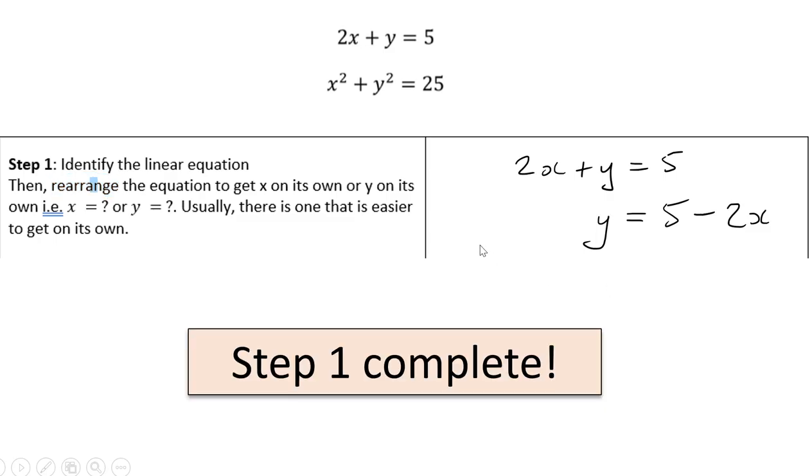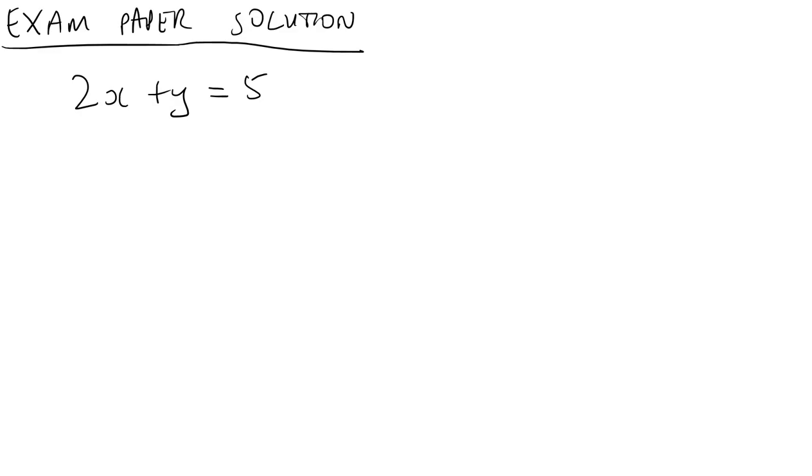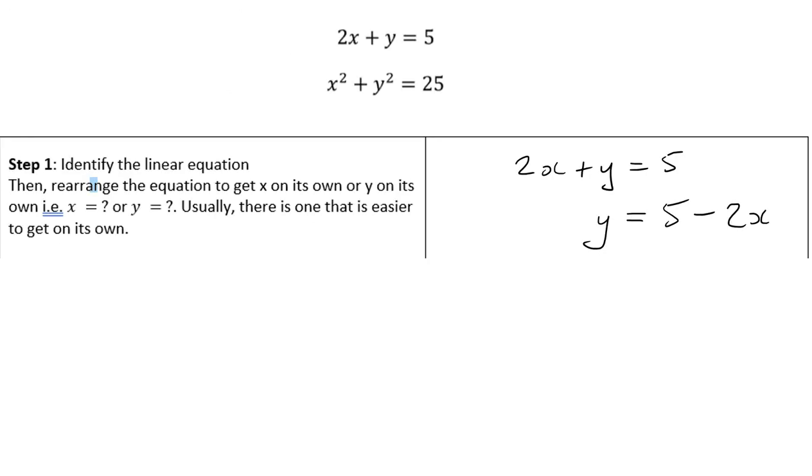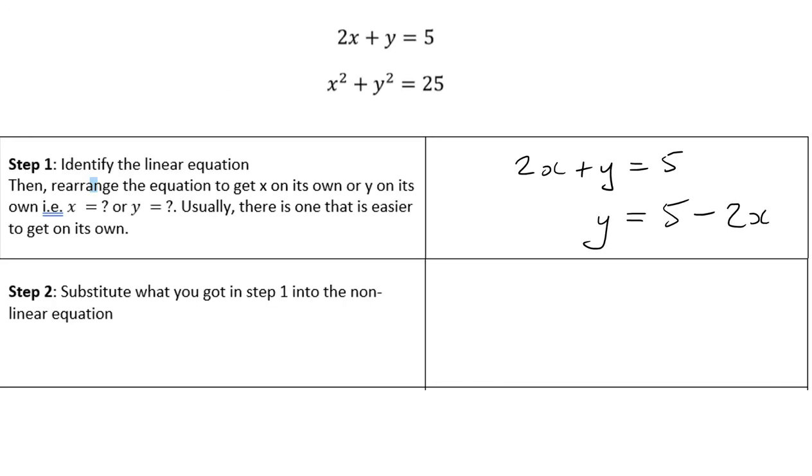So what we've got here now, step 1 complete, and in your exam paper solution, you'd write that. Okay, so now moving on, we've got step number 2. Substitute what you got in step 1 into the non-linear equation. So you now have like a translation. You can swap this in instead of y.